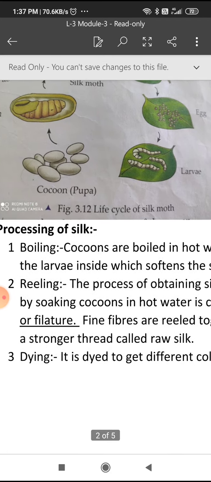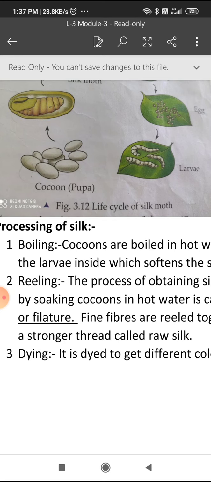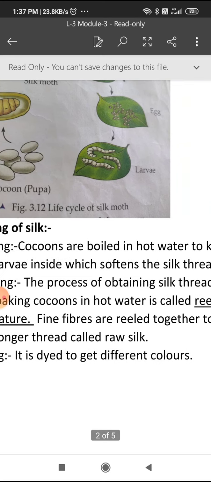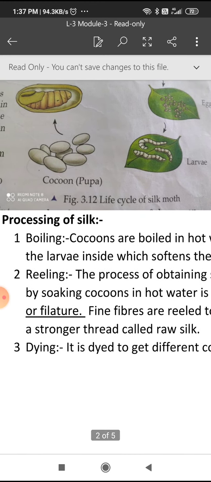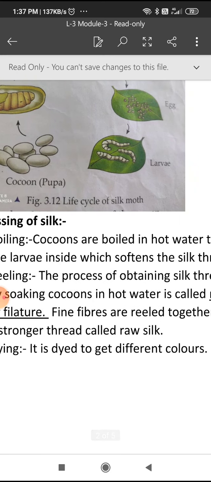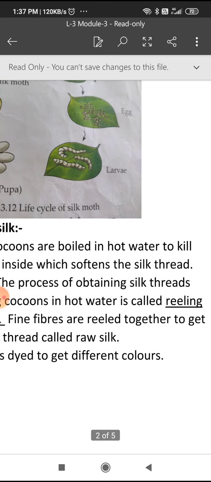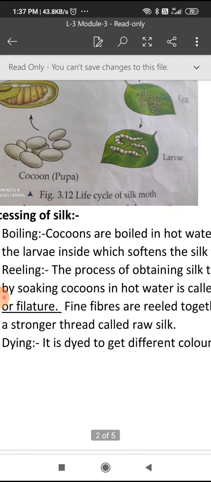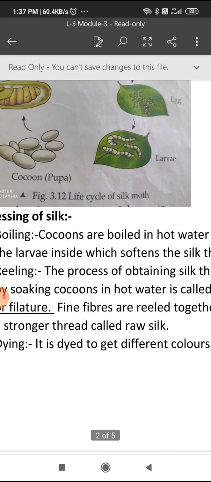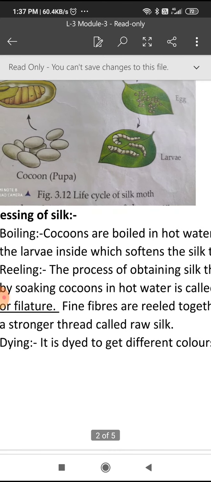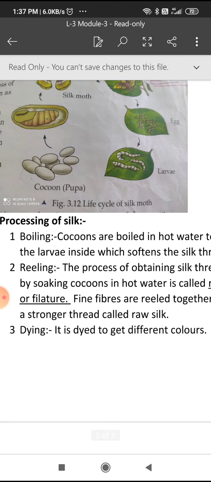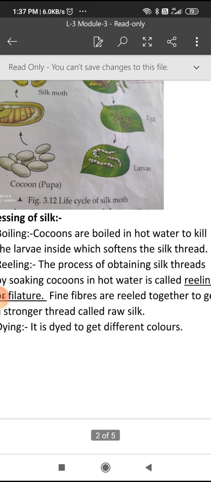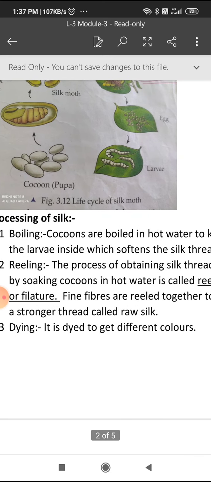Now, the processing of silk. That means how we get the silk. As I already told you, we get silk from the cocoon stage. The first step of processing silk is boiling. Cocoons are taken out from the branches and put in hot water to kill the larva inside, which softens the silk thread. This is called boiling.